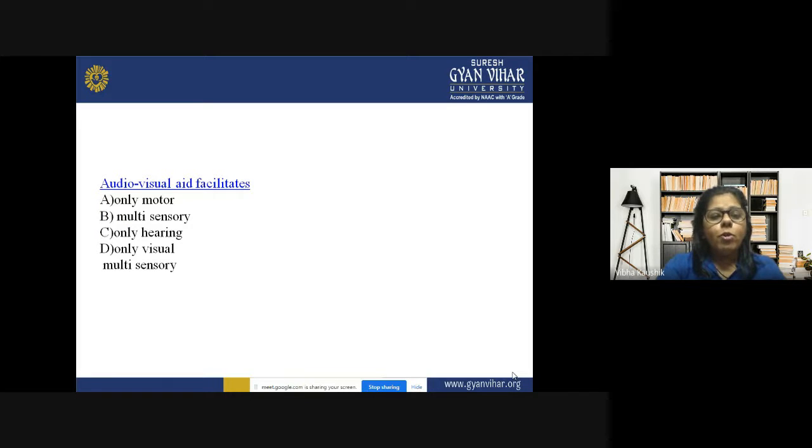Now, audio visual aids facilitate. Options are A. Only motor, B. Multisensory, C. Only hearing, and D. Only visual. So, students, these are the options. Now, you have to select the correct one on the basis of the given choices. The correct answer will be option B, that is multisensory.